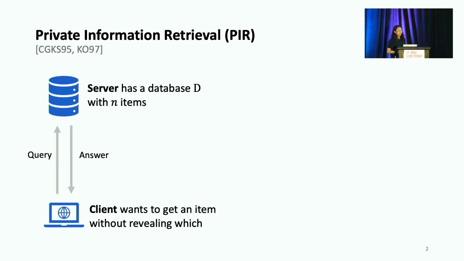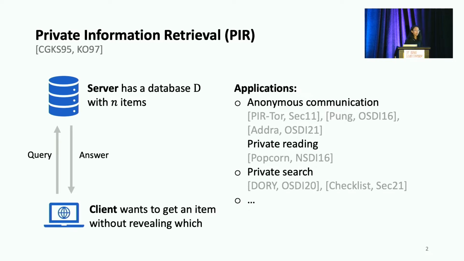So this is the basic setting of private information retrieval. There's a server who holds a database with n items, and there's a client who wants to get an item from the database without revealing which item to the server. Why are we interested in such a protocol? Because PIR is a very useful building block for many applications.